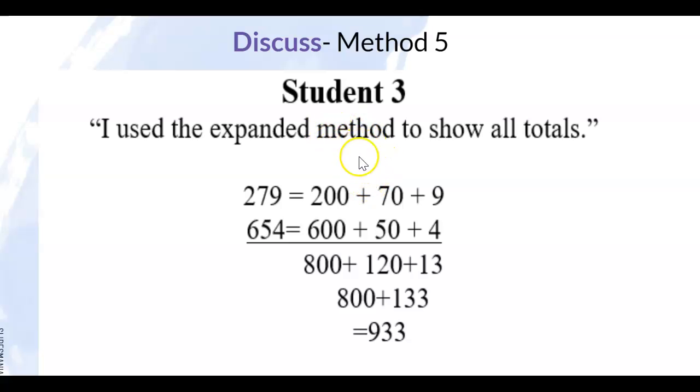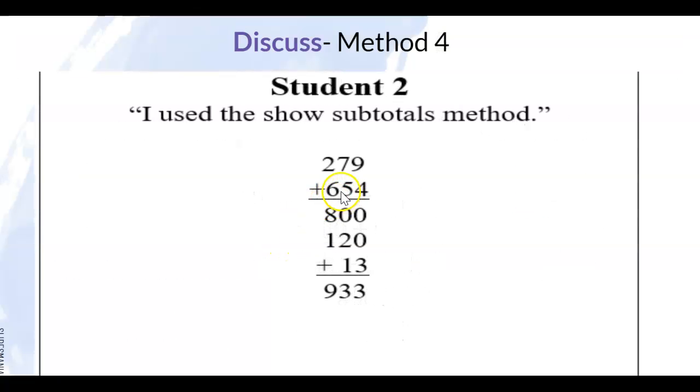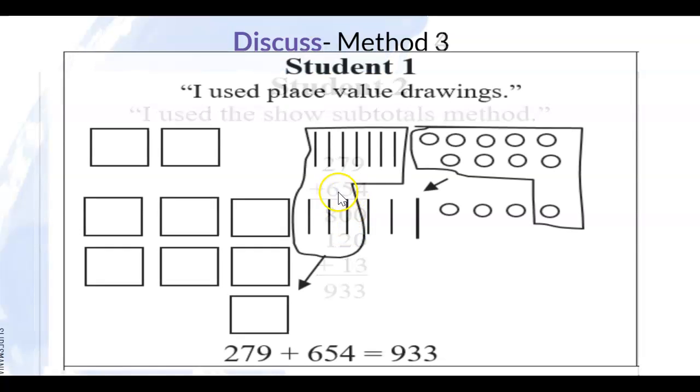Right here, the expanded method, you'll see that it's based upon subtotals of the specific place values, where you added up place value subtotals for each one of the numbers, 279, 654. And the same thing happens with the subtotals method here. You actually have to determine the subtotals. Now this one is a little bit different because you're using base 10 drawings for this one. Okay, it's different from the others.